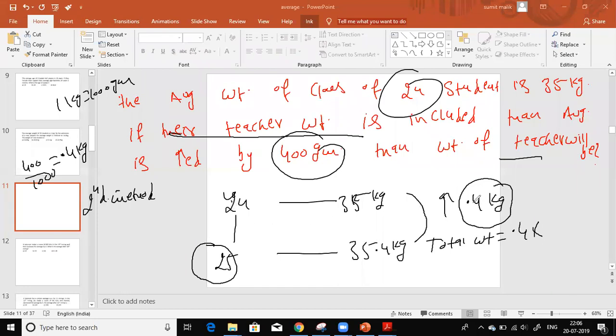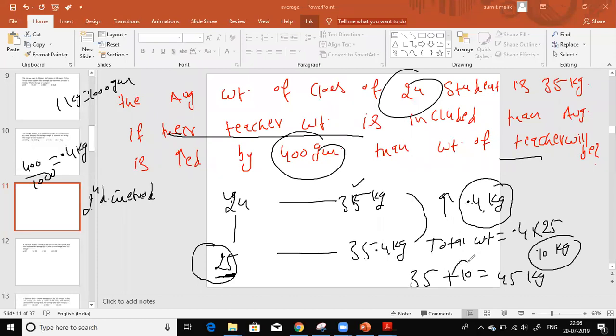Because this 0.4 average is equally distributed among 25. What I told you, average means the quantity is equally distributed. So this 0.4 is equally distributed among these 25. If this 0.4 is equally distributed among 25, then the total weight is 10 kg. It means the teacher's weight is 10 kg more than 35 kg. So the teacher's weight is equal to 35 plus 10, that is equal to 45 kg.